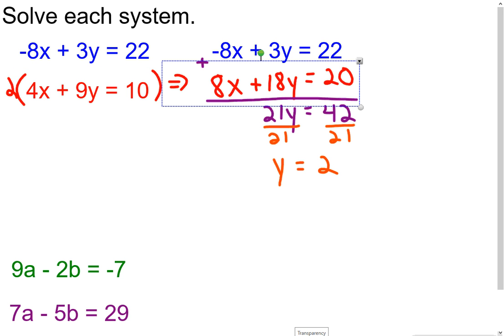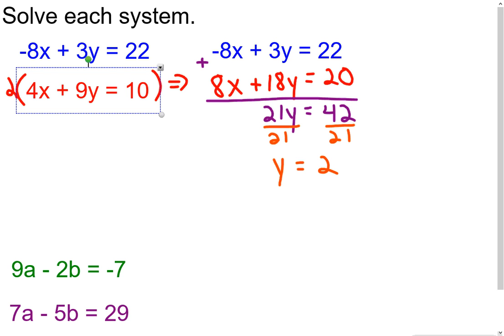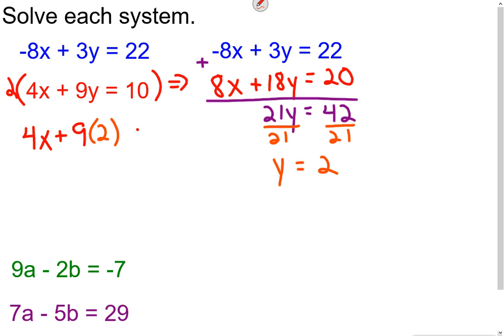So what I'm going to do is I'm going to look at this, and I like the original red one because everything is positive in it. So I'm going to put my y value back into this one. So I will have 4 now times my y value. Oops, no, not my y value. I'm not there yet. 4x plus 9 now times my y value, which is 2, and that's going to equal 10. And now I solve this little equation. So I have 4x plus 18 equal to 10.